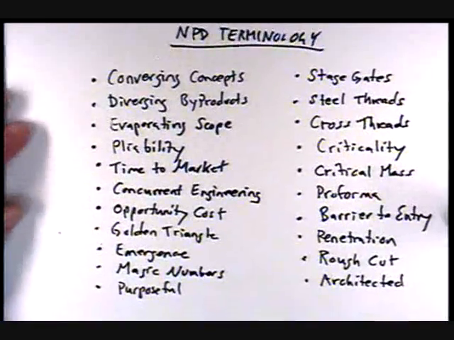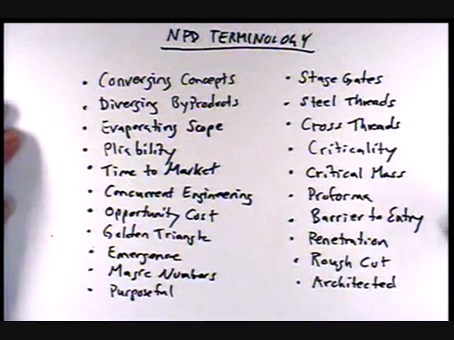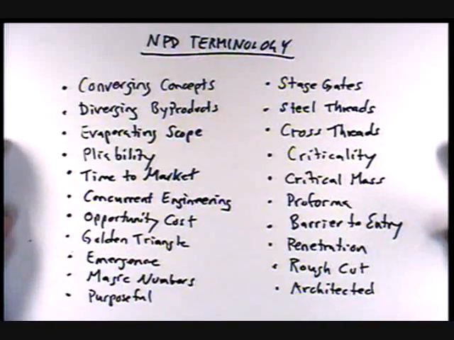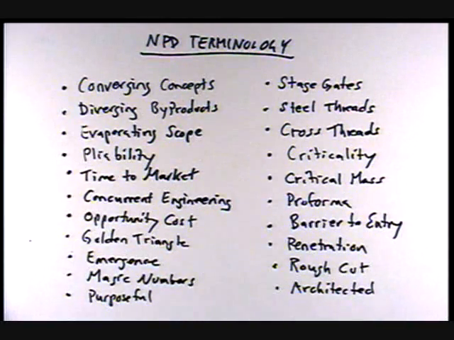There's a lot of strange terms involved, and we'll define these as we go along. Converging concepts, diverging byproducts, evaporating scope, and maybe we should talk about some of these. Converging concepts, I think we just talked about that, where things start coming together. Diverging byproducts is where something spins off. As you're developing something, you realize you have to come up with a tool or something to do the development work, and that in itself is something innovative that we can sell. And that's the thing to really watch out for, because that's where the real innovation comes from.